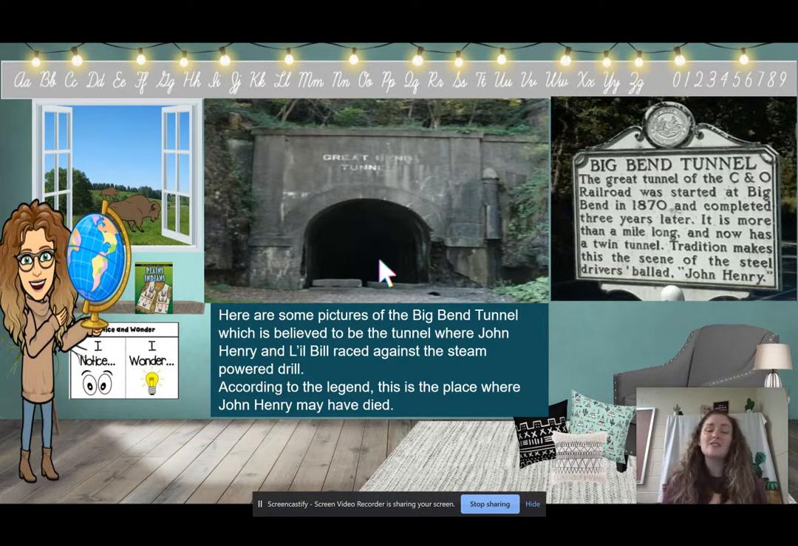And we know after listening to the story the first time that after he raced this steam powered drill, this is where he probably died. So this is a picture of the tunnel that is where he possibly raced the steam drill. And here is a plaque describing it. It says Big Bend Tunnel. The Great Tunnel of the C&O Railroad was started at Big Bend in 1870 and completed 3 years later. It is more than a mile long and now has a twin tunnel. Tradition makes this the scene of the steel driver's ballad, John Henry.